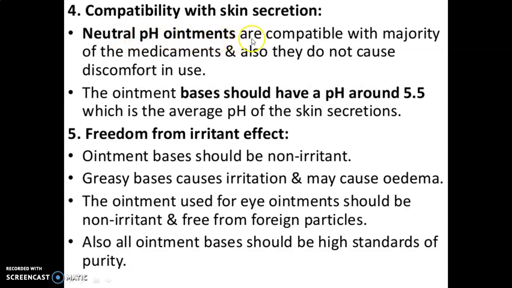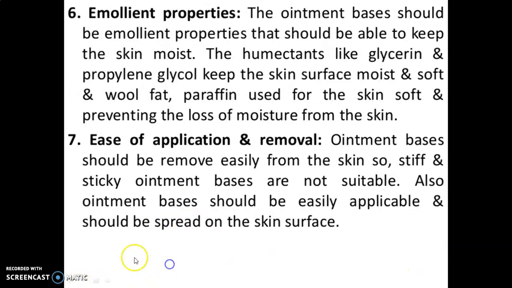Then fourth one, compatibility with the skin secretions. Neutral pH ointments are compatible with the majority of the medicaments, and they do not cause discomfort in use. The ointment bases should have a pH around 5.5, which is the average pH of the skin secretions. Fifth, freedom from irritant effect, that is, ointment bases should be non-irritant. Greasy bases cause irritation and may cause oedema. Ointments used as eye ointments should be non-irritant and free from foreign particles. Also, all ointment bases should be of high standards of purity.